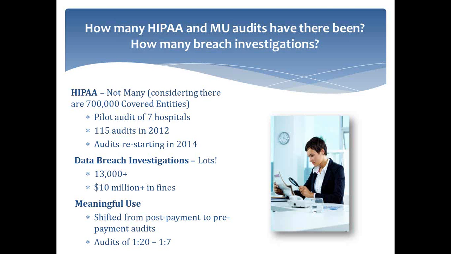We're hearing it from different sources, but we're seeing audits, instead of 115 audits out of 700,000 covered entities, we're seeing ratios of 1 in 20 up to 1 in 7 being audited for meaningful use. And if you fail the audit and you can't provide them with the specific information that fits the criteria to prove that you attested properly, then if you give back the money, that's 1 times the money. That's the money that they were going to pay you or that they had paid you.